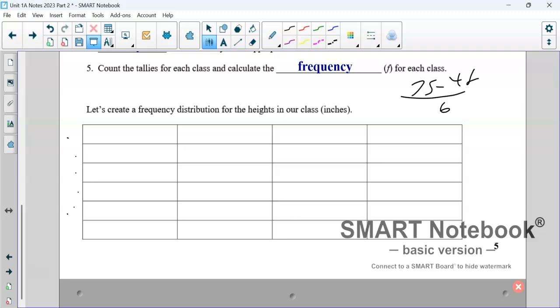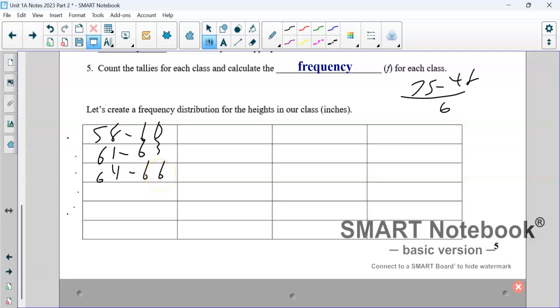Sorry, I meant 58. I don't know why I wrote 48. 75 minus 58 is 17 divided by 3 is 5.6. So that's our 6 groups right there. Or 3. So it's just under 3. So that would mean I'd want 58 to 60. That's 58, 59, 60. That's 3. And then 61 to 63. And then 64 to 66.